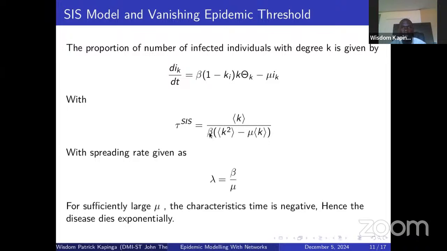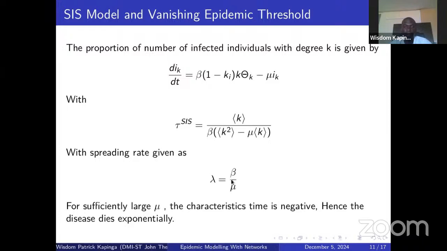You divide it by beta, which is the probability of a healthy person getting infected, and you have the variance of the nodes in a particular block, and then you also multiply with the recovery rate multiplied by the number of contacts, which is the degree in this particular case. So the spreading rate here, or the transmission rate, is given by beta, which is the probability of one getting infected, and then you divide by the recovery rate.